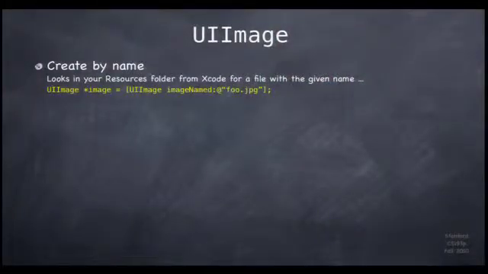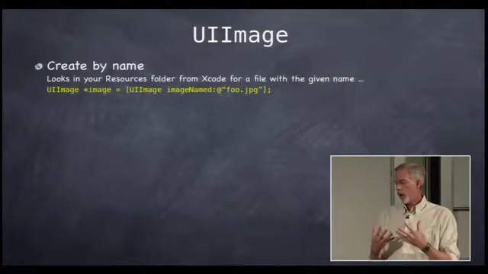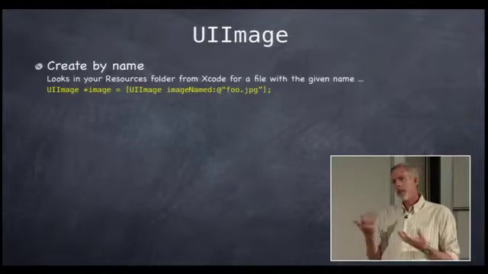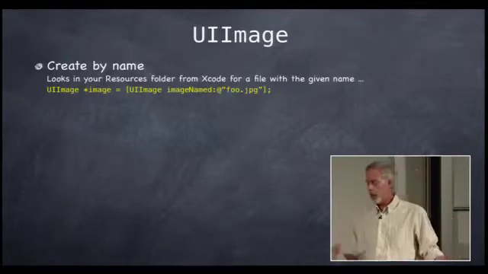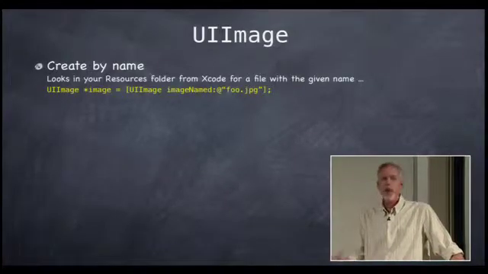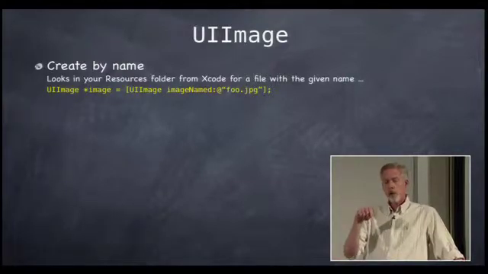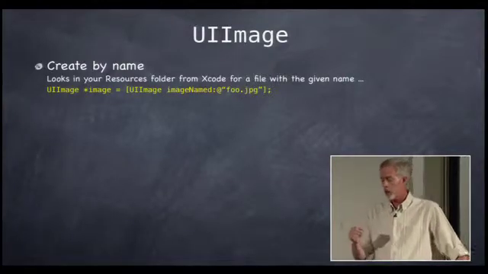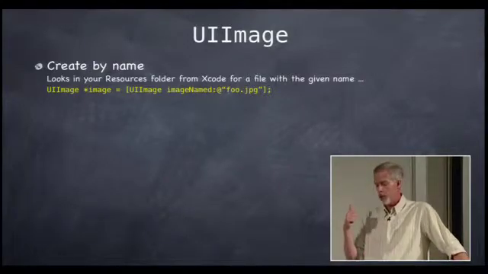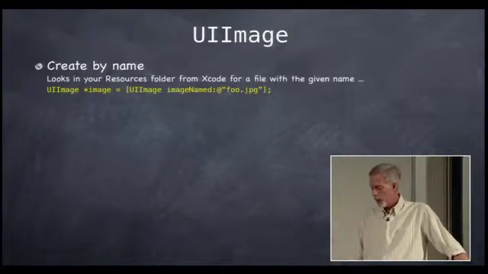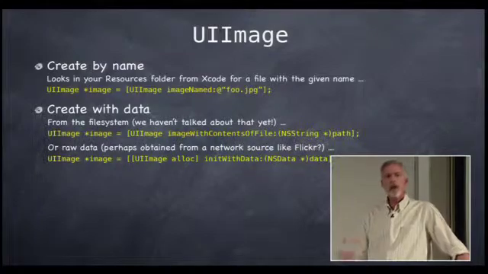It just is an object in the UIKit that represents an image, a JPEG image or a TIFF image or lots of different formats. And the way we create them is either by name. If we drag them into our resources folder in Xcode, we can just create them by name like this. UIImage imageNamed foo.jpg, bam, we got it. Or we can create it with the data.